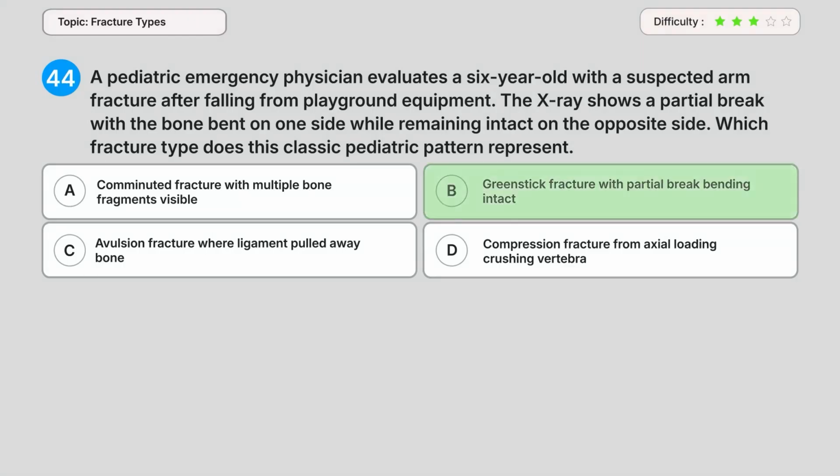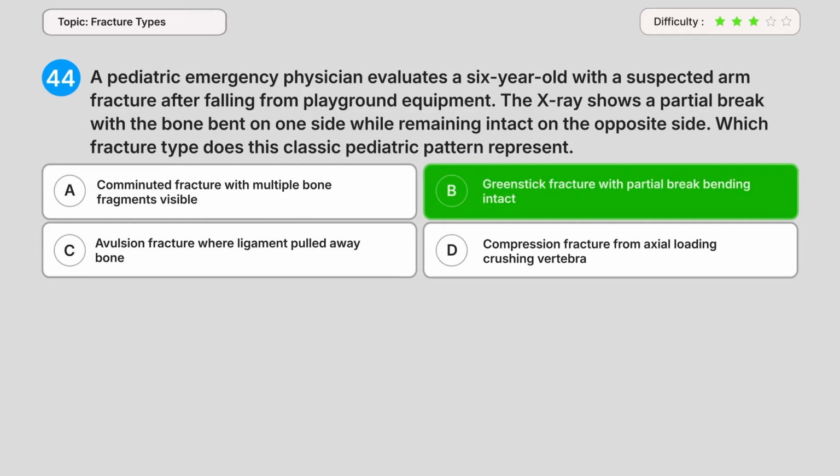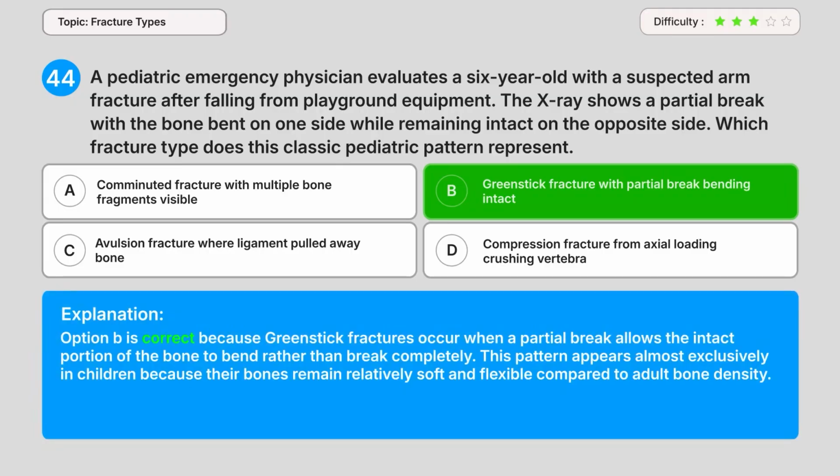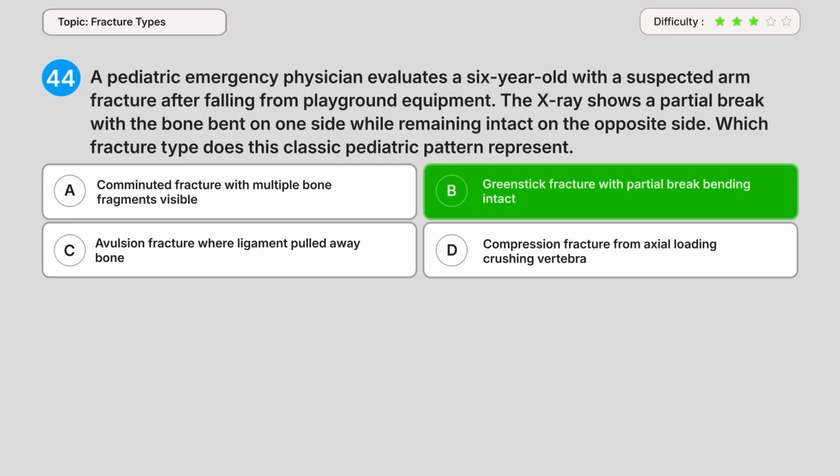Correct answer. B. Greenstick fracture with partial break bending intact. Greenstick fractures occur when a partial break allows the intact portion of the bone to bend rather than break completely. This pattern appears almost exclusively in children because their bones remain relatively soft and flexible compared to adult bone density.